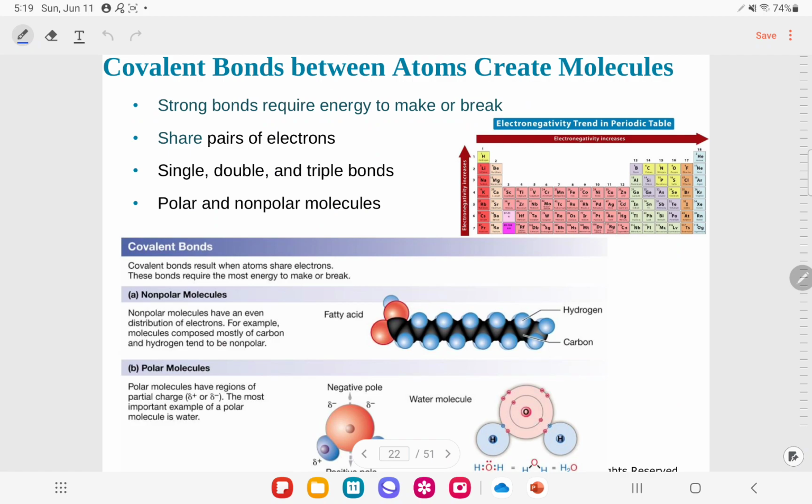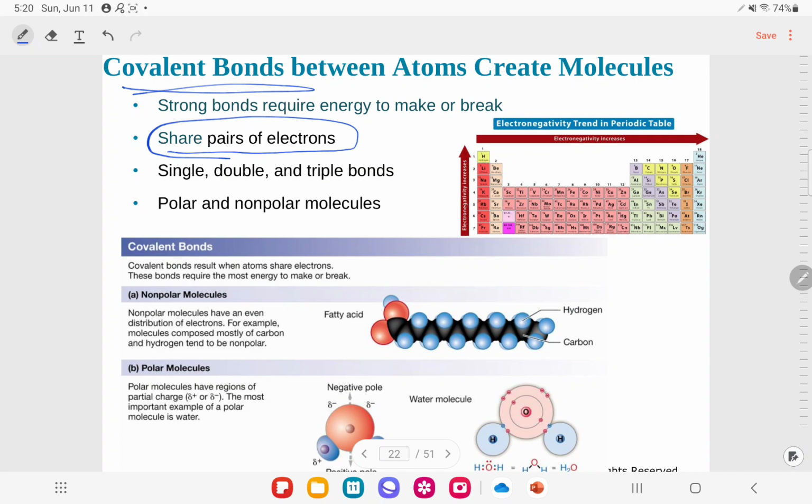So when we're looking at covalent bonds between atoms, they're going to create molecules. These covalent bonds are strong bonds, and they're going to require energy to make or break them. The definition of covalent bonds is the sharing of electrons. So we can have single, double, or triple bonds, and these could be either polar or non-polar molecules. Again, these covalent bonds result when atoms share electrons. Remember that. And these bonds will require the most energy to make or break them. It's hard to make or break these covalent bonds.